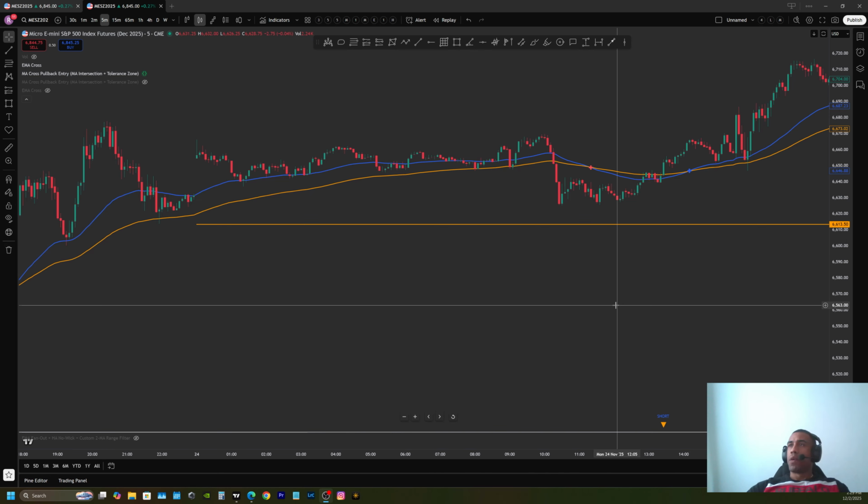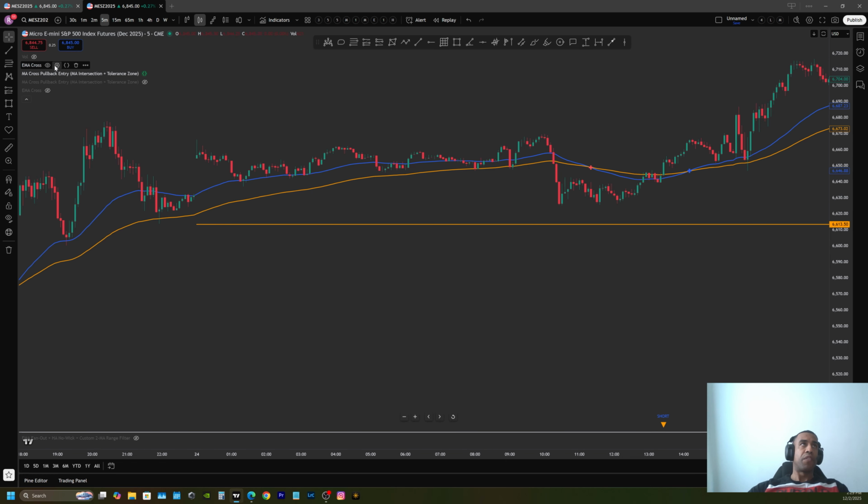So I've been working on an indicator. The logic is a little different. It's a moving average crossover with a little twist. Okay, so right now this is a 5-minute chart, and I have a moving average crossover indicator.